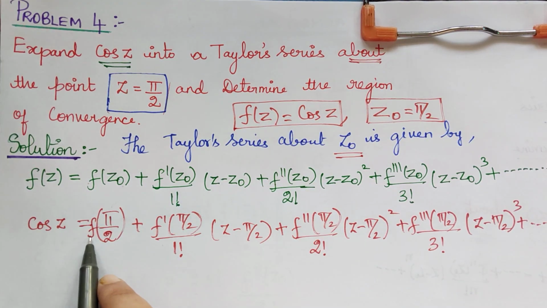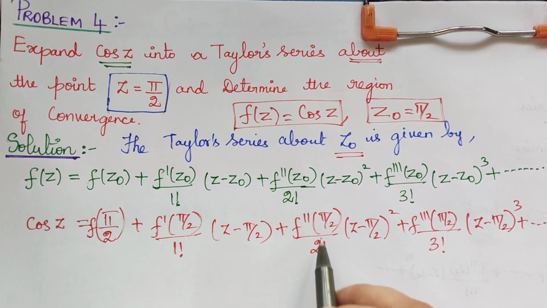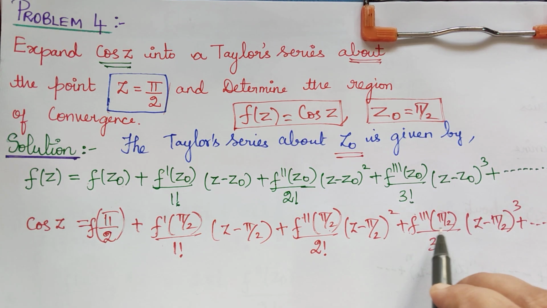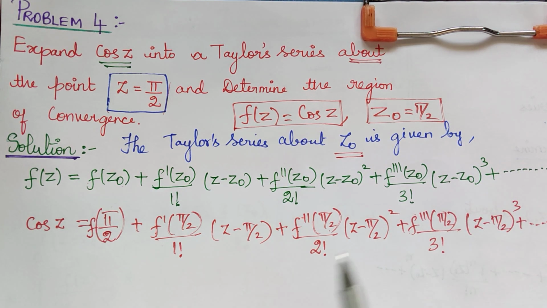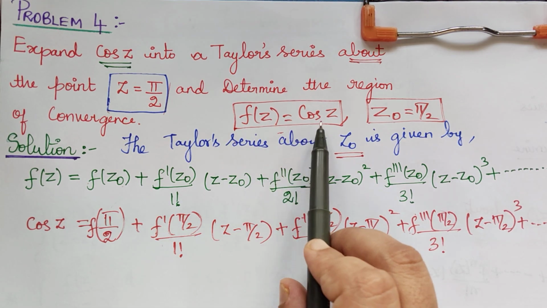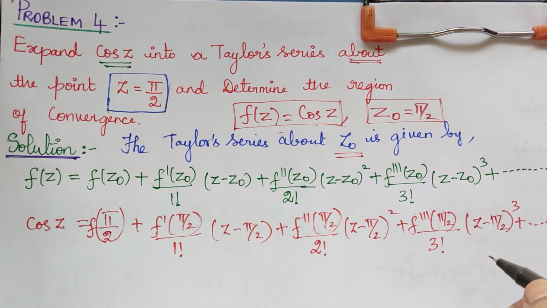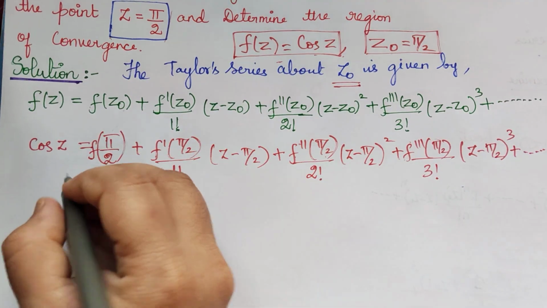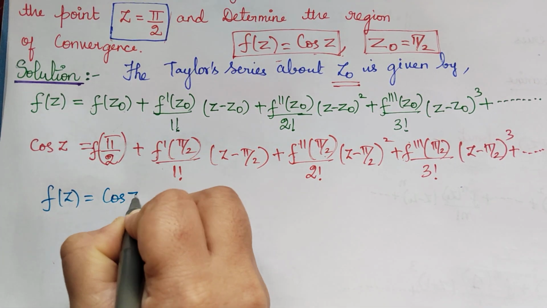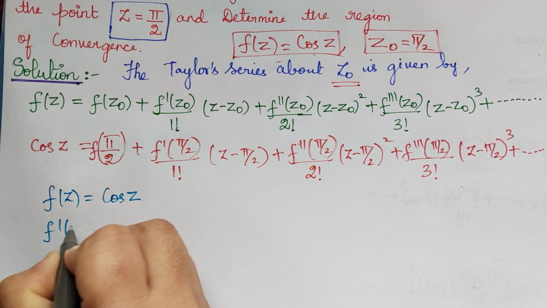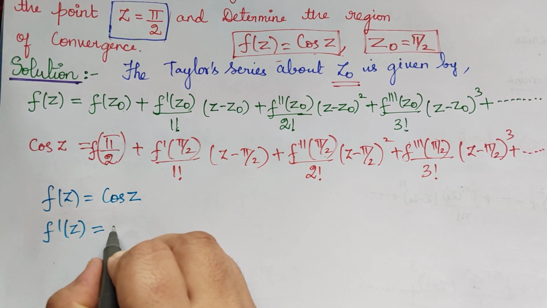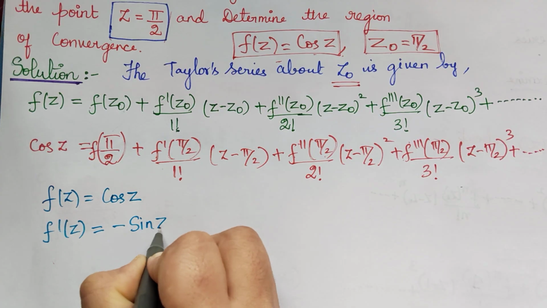But we are yet to find f of pi by 2, f dash of pi by 2, f double dash of pi by 2 and f triple dash of pi by 2 and substitute here. For that, first we shall find the derivatives of the given function f of z, which is equal to cos z. So f of z is cos z. What is f dash of z? It will be equal to the differentiation of cos z, which is minus sin z.